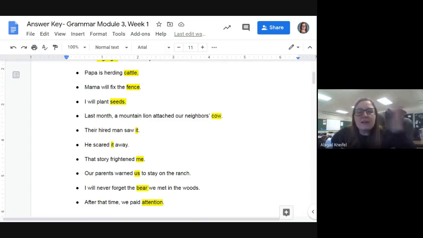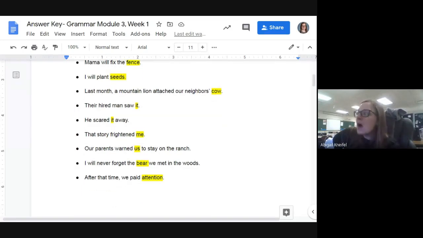He scared it away. What was scared? It. That story frightened me. What was frightened? Me. Our parents warned us to stay on the ranch. What was warned? Us. I will never forget the bear we met in the woods. What won't we forget? Bear. After that time, we paid attention. What's being paid? Attention. Okay?